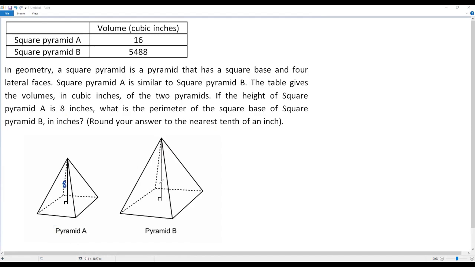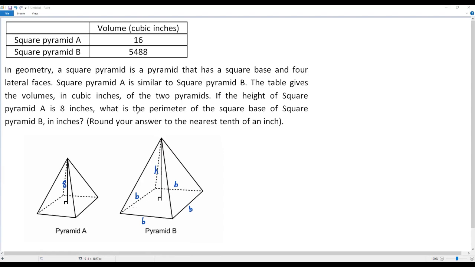And for square pyramid B, we don't have the height. We can assume the lowercase h as a height for square pyramid B. And also let me assume a lowercase b as the length of each side of the square base. We have over here for the square pyramid B, then we have b over here, because all the four sides are equal in a square.